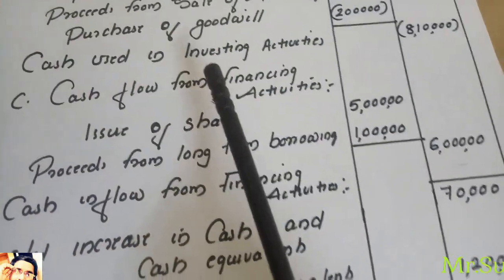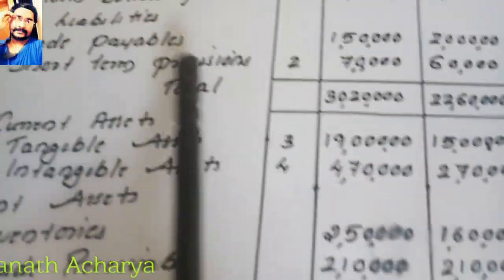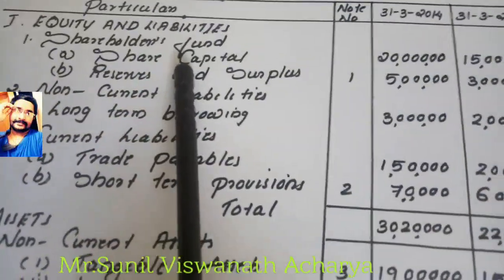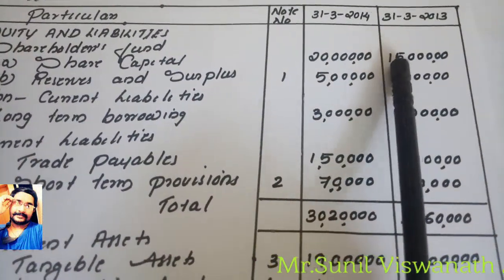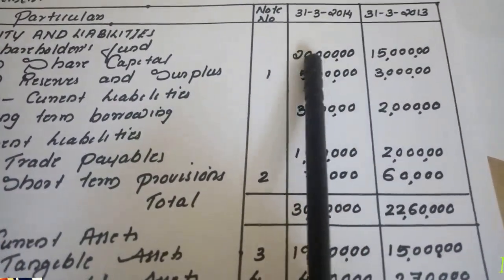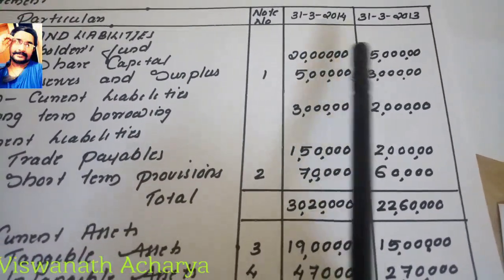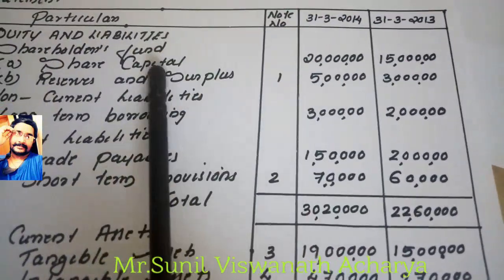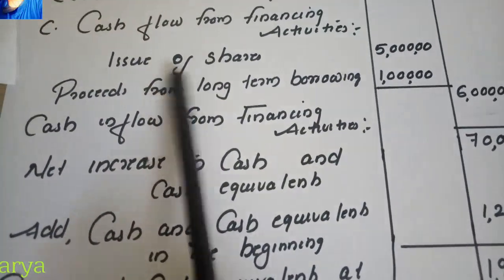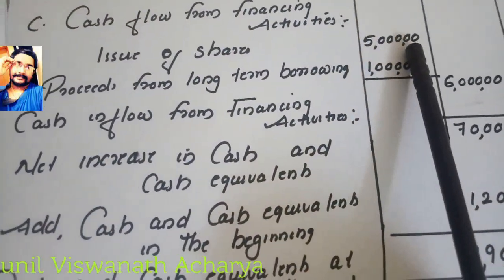Now we have to calculate cash flow from financing activity. See, cash flow from financing activity. In the question we can see financing activity, share capital. First year it is 15 lakhs, second year it is 20 lakhs. That means this year it increased by 5 lakhs. That means we issued shares, an inflow. So we will write issue of share 5 lakh rupees inflow.